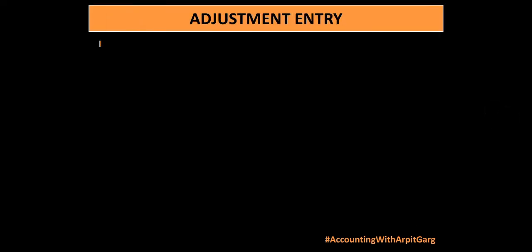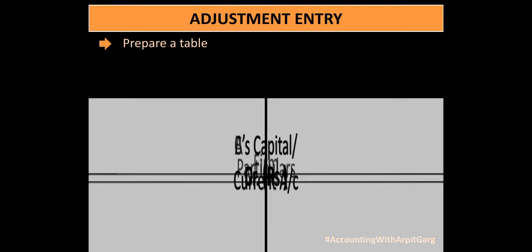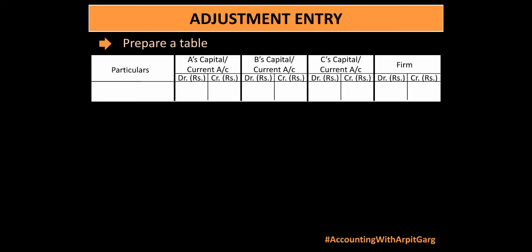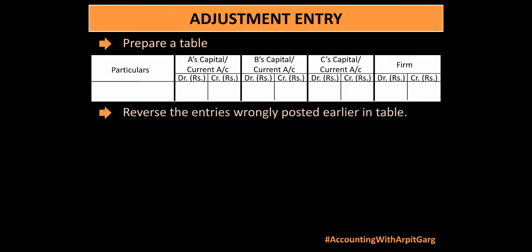So, in adjustment entry, first prepare a table like this: partners, capital or current account, as the case of fixed or fluctuating capital, with debit and credit column and a firm's column. Then reverse the entries wrongly posted earlier. Suppose we were to distribute profit in ratio 1 is to 1 is to 1, but we wrongly distributed in capital ratio, which was 3 is to 2 is to 1. So now we will reverse the profit we have wrongly given to them.